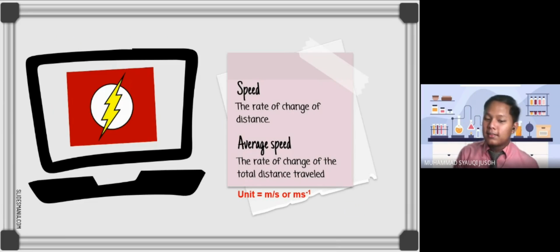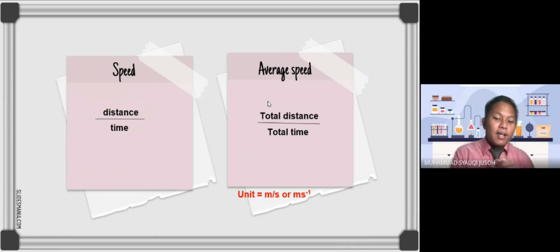Now, we will move to speed. What is speed? Speed is the rate of change of distance, while average speed is the rate of change of the total distance traveled. The unit for speed and average speed is meter per second. Here is the formula to calculate speed, which is distance divided by time. While for the average speed, the formula is total distance divided by total time taken.